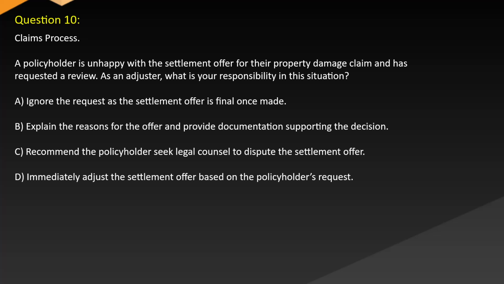Question 10. Claims process. A policyholder is unhappy with the settlement offer for their property damage claim and has requested a review. As an adjuster, what is your responsibility in this situation? A. Ignore the request, as the settlement offer is final once made. B. Explain the reasons for the offer and provide documentation supporting the decision. C. Recommend the policyholder seek legal counsel to dispute the settlement offer. D. Immediately adjust the settlement offer based on the policyholder's request.